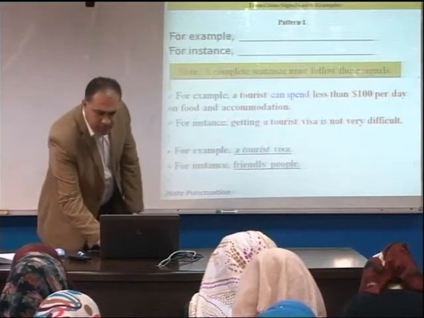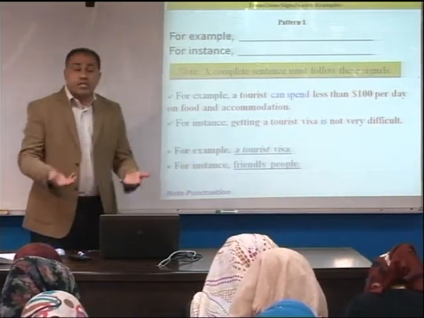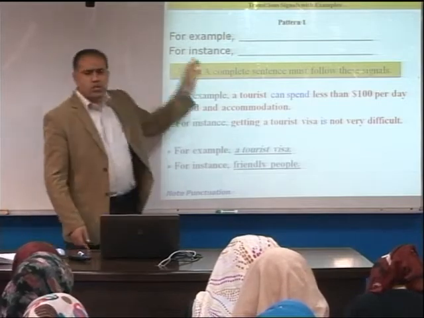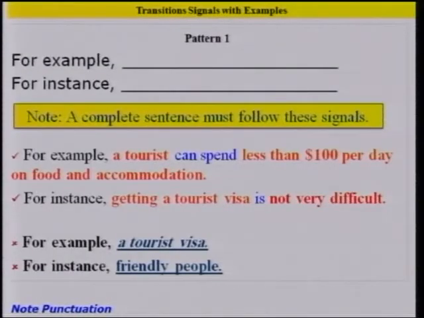All right. Very quickly, the second type of transition signals is words like for example, for instance, and so on. Very much like the first case we just talked about, if I'm starting with for example or for instance, there is always a complete sentence that must follow. For example, comma, "A tourist can spend less than $100 per day on food and accommodation." Or for instance, "Getting a tourist visa is easy." What we have here is a complete sentence rather than a noun phrase, and so on.